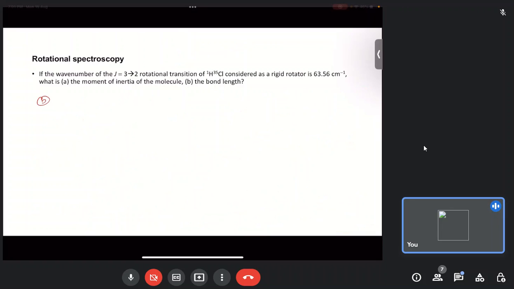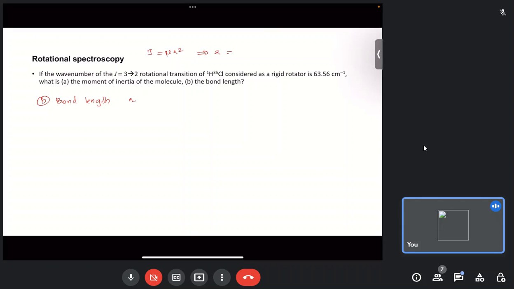Okay, the second part of the problem is to find the bond length from moment of inertia. So we have to find what is R. So I is equal to mu R square. So R is equal to square root of I by mu. Now we have to find what is mu for this particular molecule.